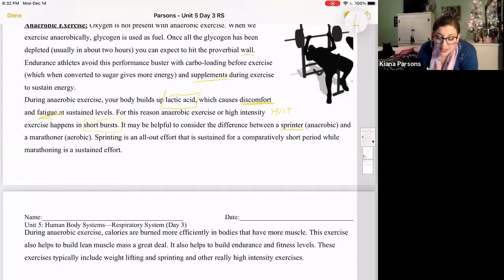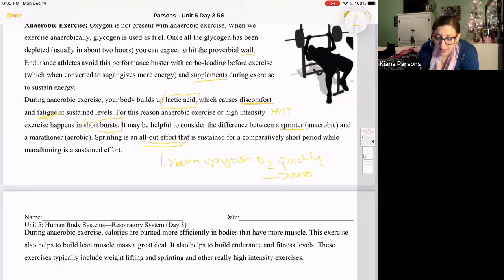It may be helpful to consider the difference between a sprinter and a marathoner. Sprinting is an all out effort. That's why, when you're going all out, you immediately burn up your O2. So then what happens after you burn up your O2?